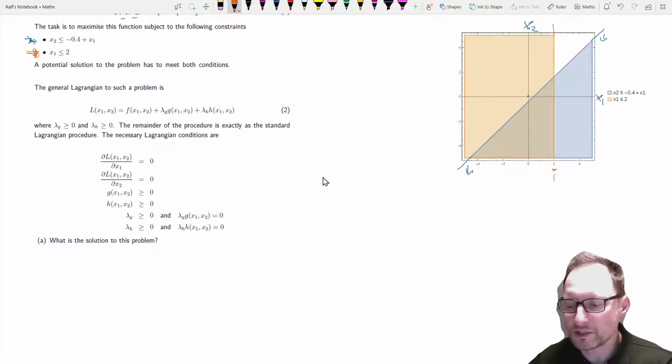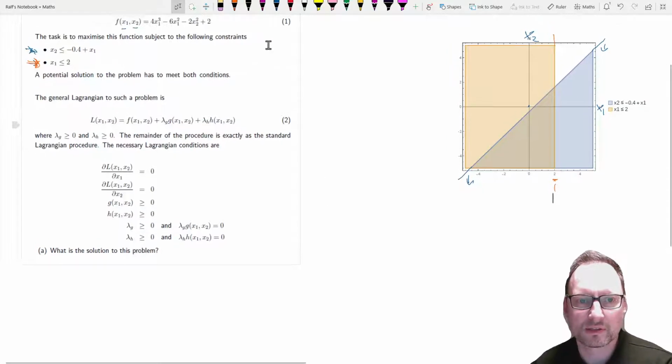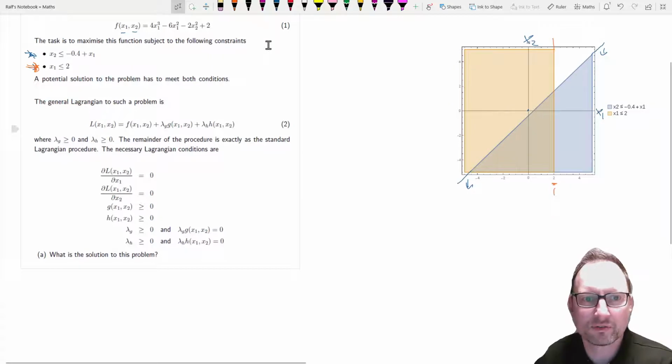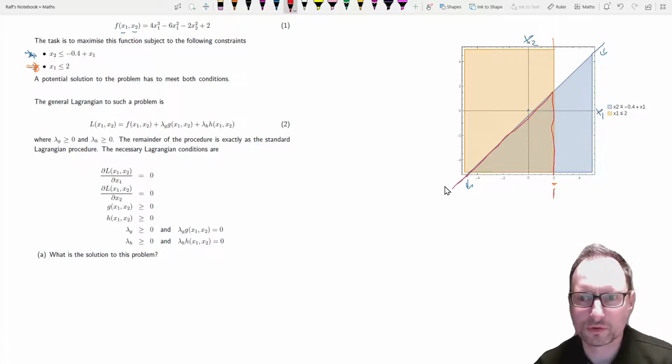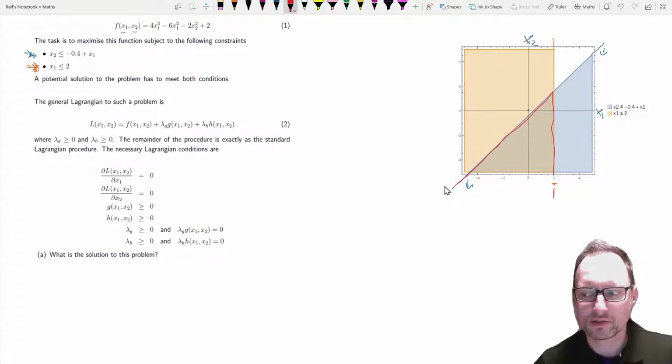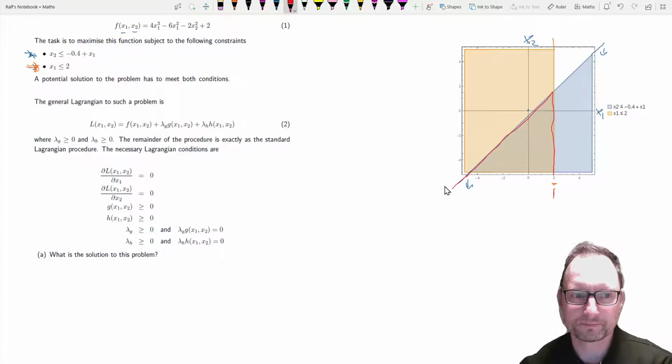So the combination of these two constraints now means that we are looking for a solution in this red sort of area. It's that area here which we are looking for. So it's the overlap of the two constraints, the area where both of the constraints are met. This is where we are looking for solutions.